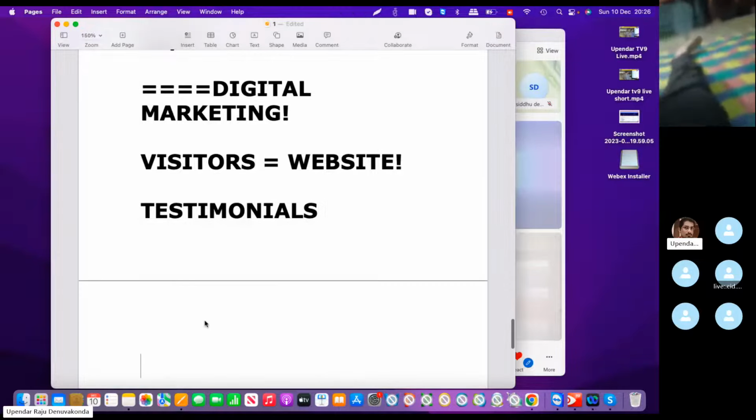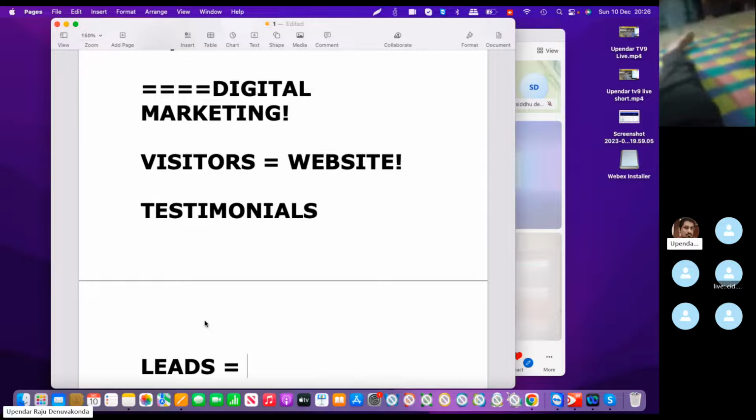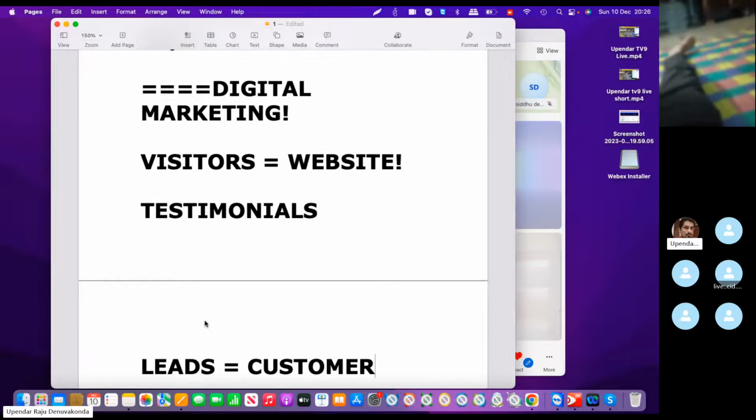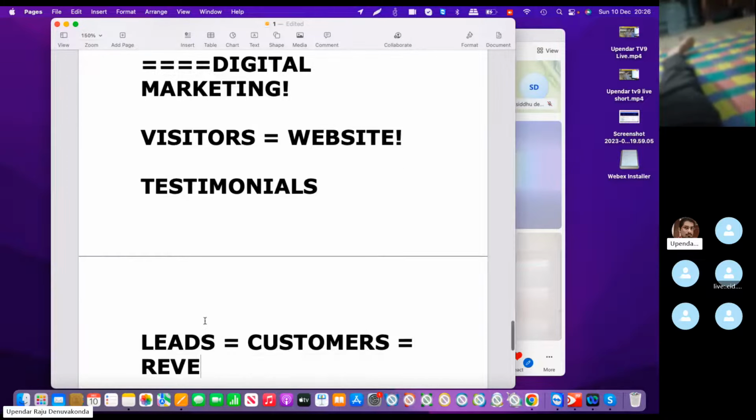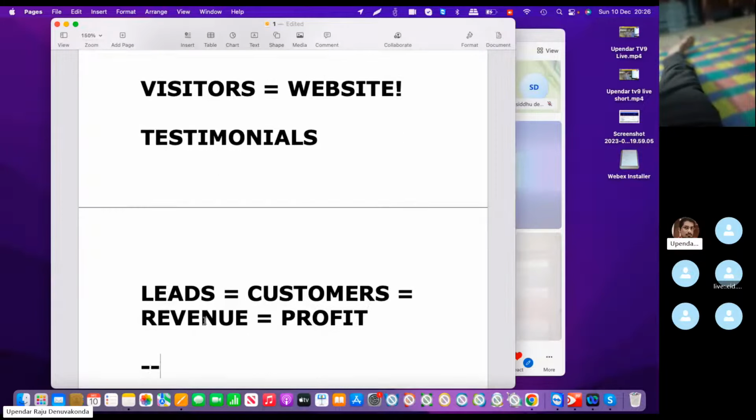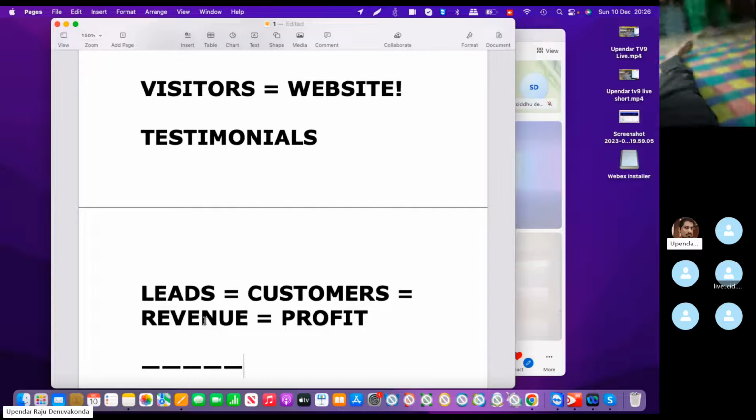And you can start generating what? You can start generating leads, and you can start generating customers. From here, the same story, you will get the revenue and you will get the profit. So I hope you understood the evolution of digital marketing from traditional to digital. Just because we have huge connectivity on the internet, digital marketing came into the picture.